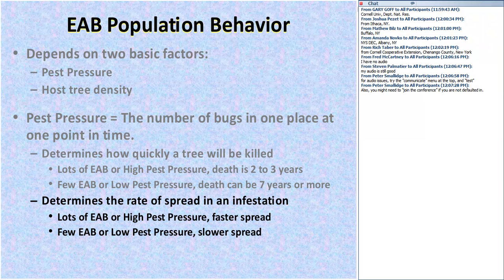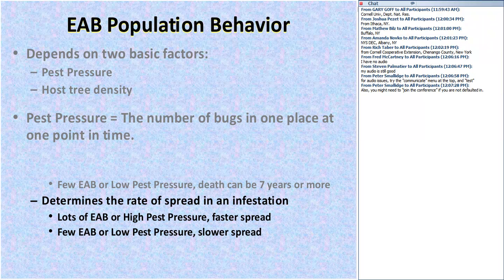But pest pressure also determines the rate of spread in infestation. Lots of emerald ash borer present or high pest pressure, you're going to have a faster spread, but I'll qualify that in the next slide. If you have very few emerald ash borer present or low pest pressure, it will be slow spread because there's tons of food right there in front of them. Why do they need to go any further?